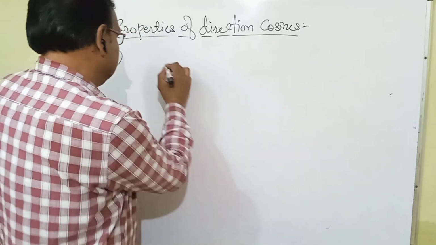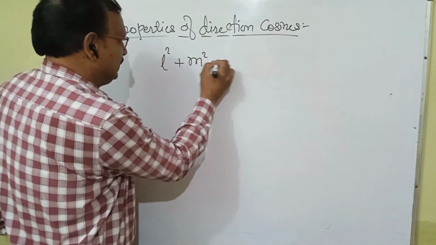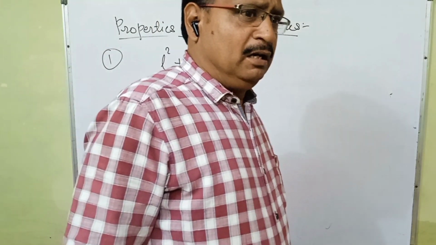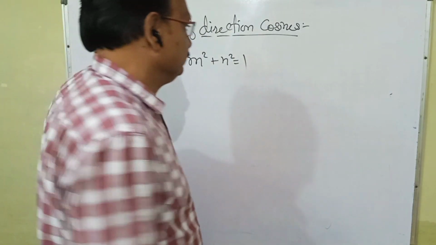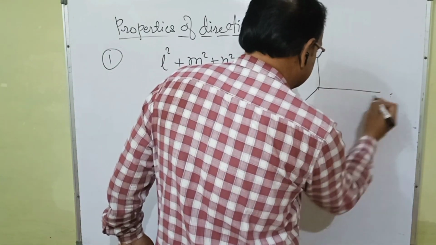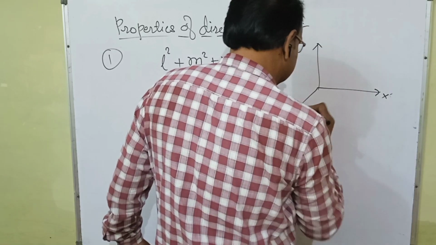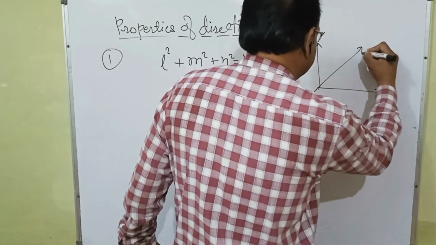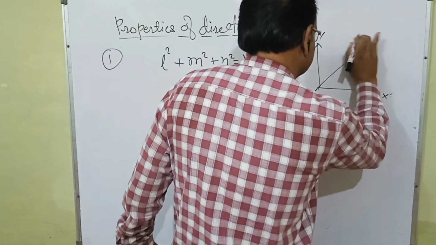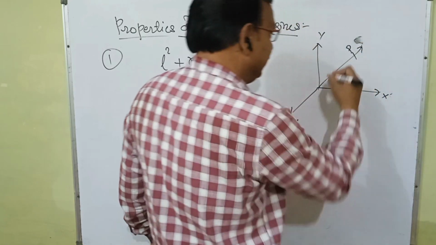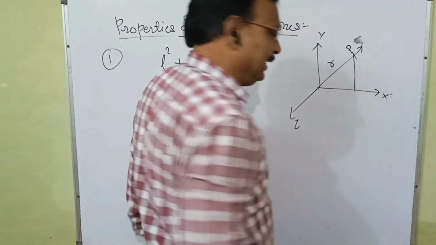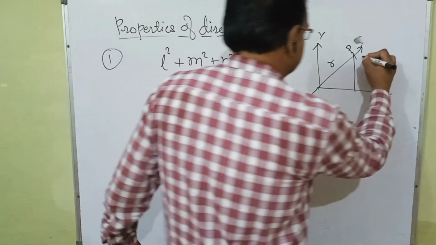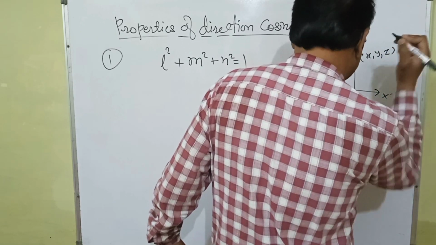First property is that l square plus m square plus n square is equal to 1. Now we prove it. X, Y and Z axes are three mutually perpendicular axes. OP is any vector whose magnitude is r, and x, y, z are the coordinates of this point P.